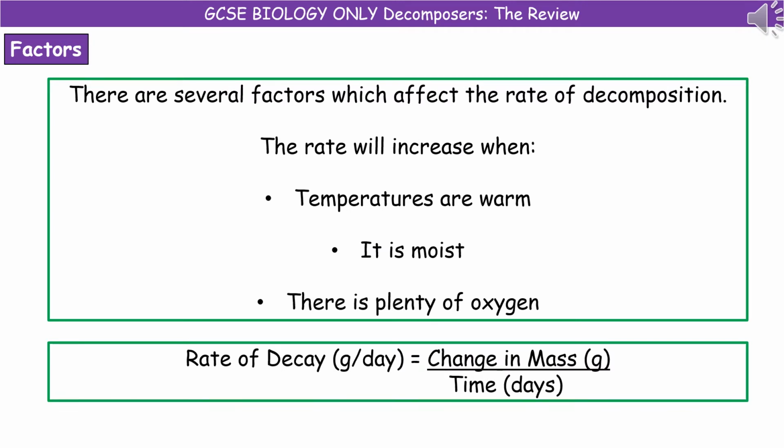If you're doing GCSE biology, we need to know the factors that will affect the rate of decomposition. So to increase the rate of decomposition, we need warm temperatures, a moist environment, and plenty of oxygen. And if they ask you to calculate the rate of decay, then it's the change in mass divided by the time that it's taken.